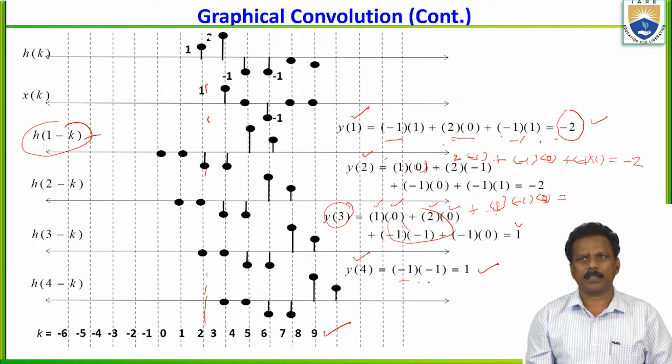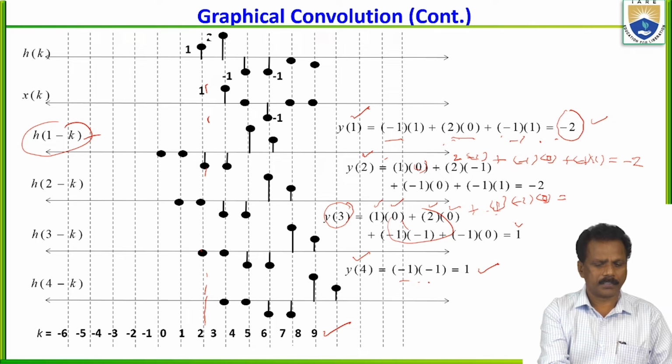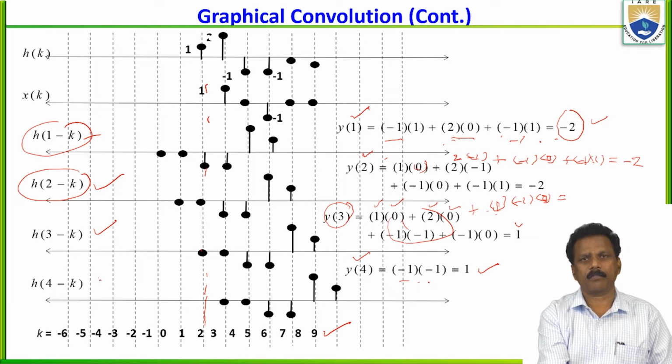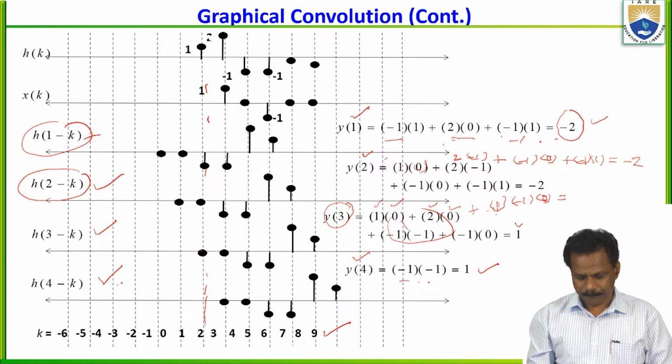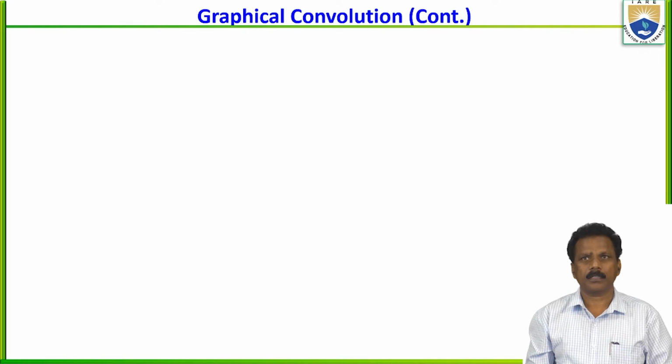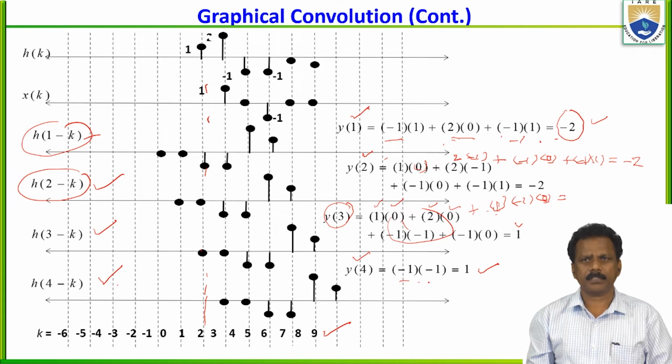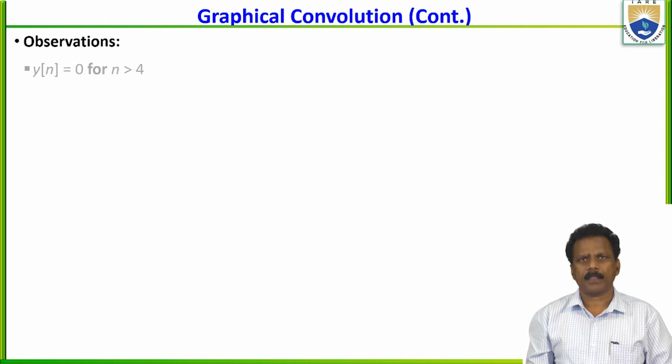If we are varying h of k, x of k, h of 1 minus k, h of 2 minus k, h of 3 minus k, and h of 4 minus k, and so on. Under this graphical convolution, using all this graphical representation, what is your observation? How is graphical convolution affected? What is the major observation? The observation here is that y of n is equal to 0 for n greater than 4. This is the major observation.